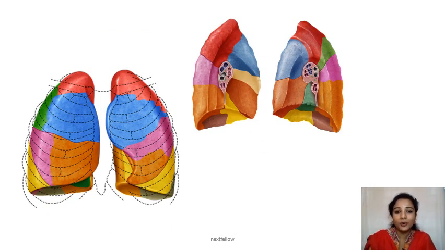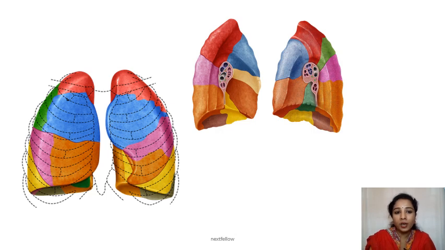So let's talk about the bronchopulmonary segments. The bronchopulmonary segments are the respiratory units of the lungs, which divide each lobe of the lung. If you see, the right lung has 3 lobes, upper, middle and lower, whereas the left lung has upper and lower lobes.